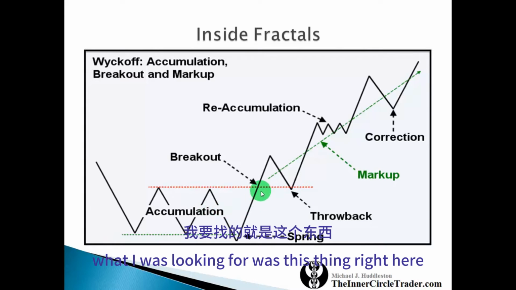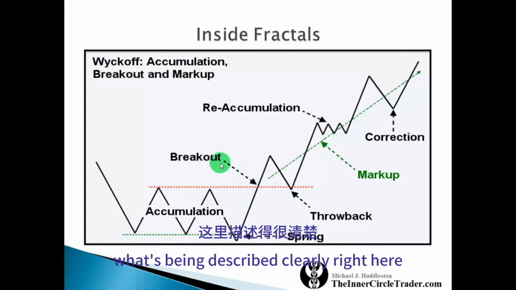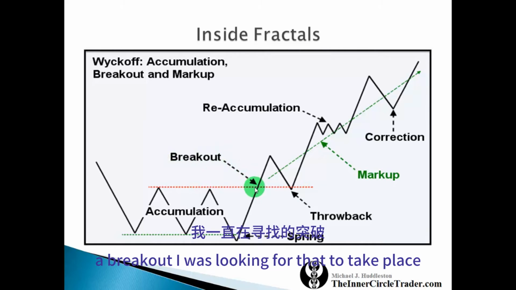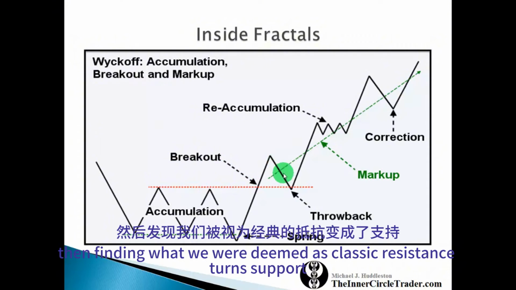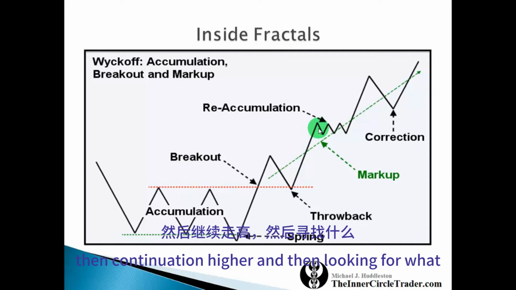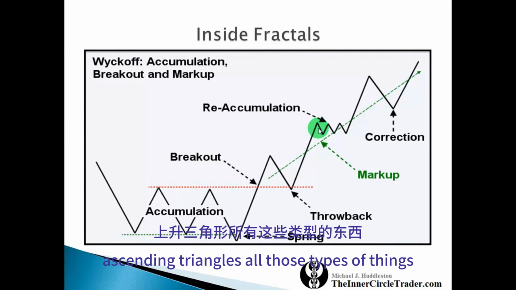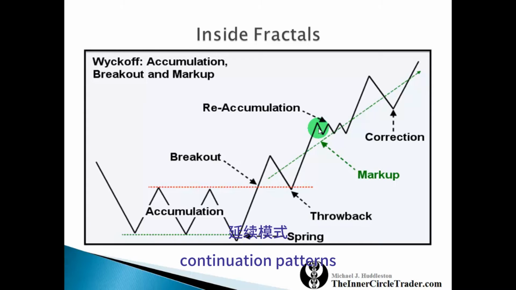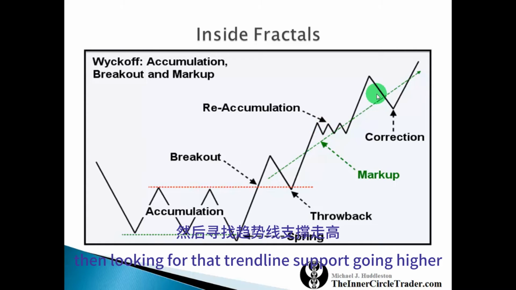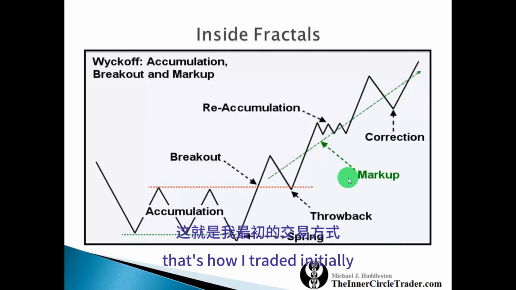What I was looking for was this thing right here, what's being described clearly right here, a breakout. I was looking for that to take place, then finding what would be deemed as classic resistance turn support, then continuation higher, and then looking for what? Pennants, flags, symmetrical triangles, ascending triangles, all those types of things, continuation patterns, then looking for your trend line support going higher. That's how I traded initially.